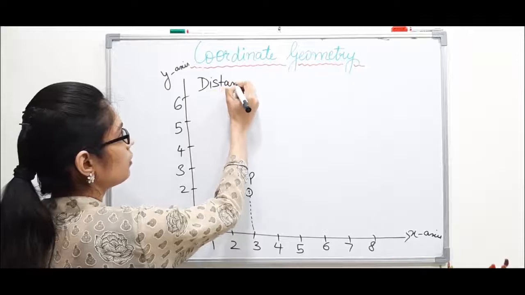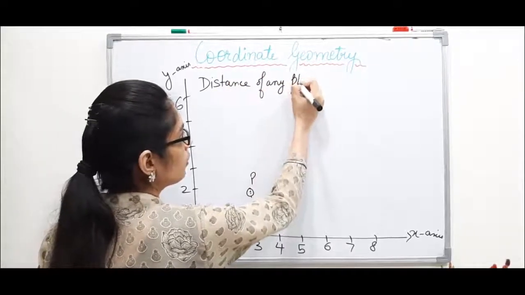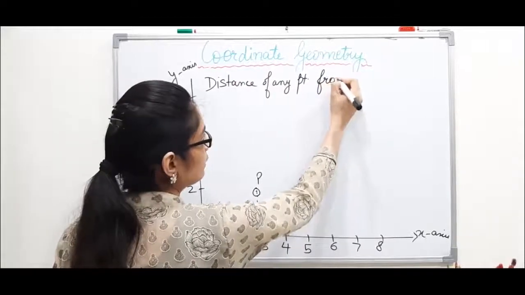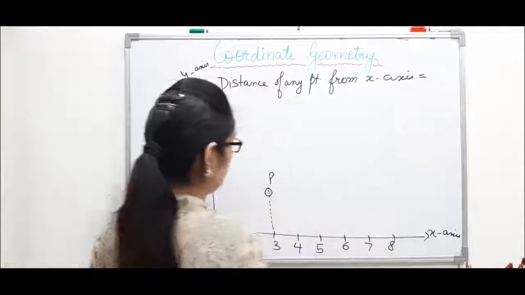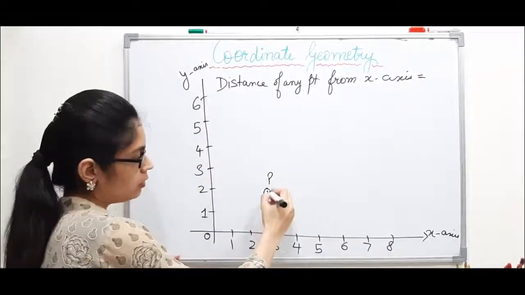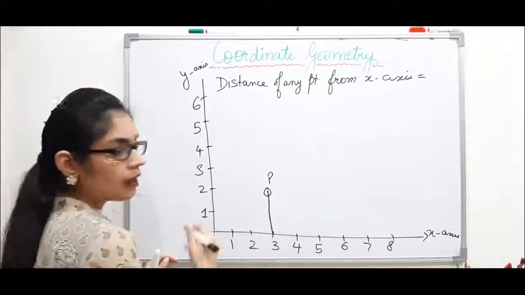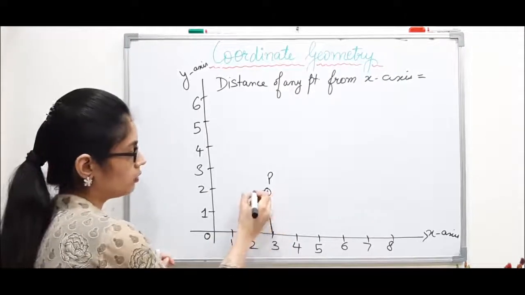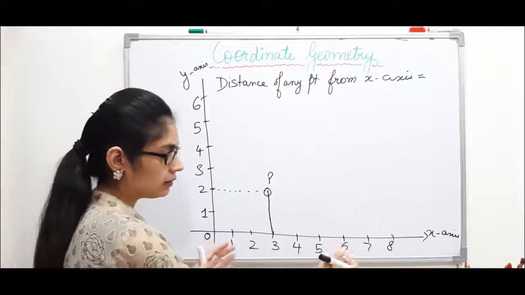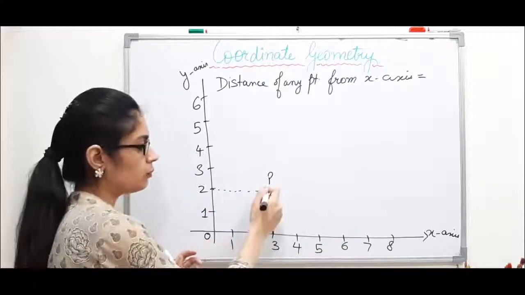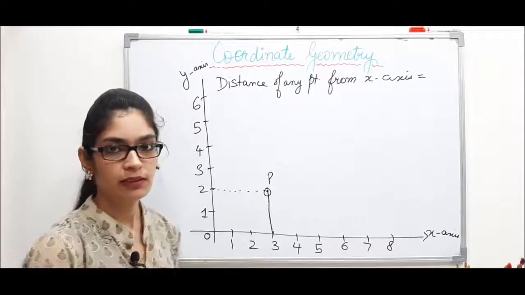So I will write here, distance of any point from x-axis. So we'll see now how to find. So you have to, this is one line and you have to draw one dotted line also, horizontal line, because x-axis is also horizontal. So from this point we will draw horizontal line because we have to find distance from x-axis.